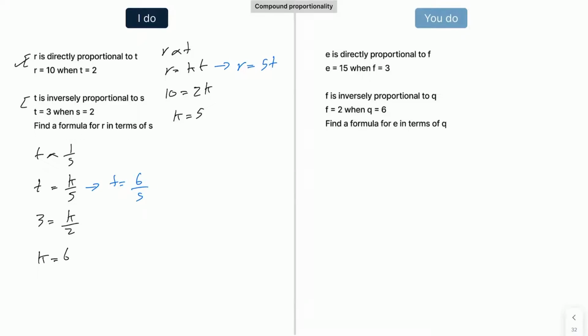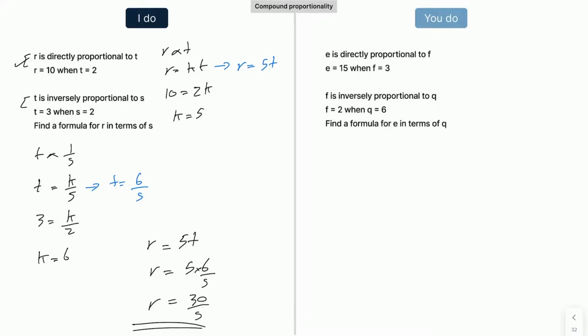The question is saying find a formula for R in terms of S. So the current formula for R that we found is R is equal to 5T. It's not in terms of S, so we can substitute T into here. And that is going to become 5 times 6 over S, which can be written as 30 over S. So that is your final answer.